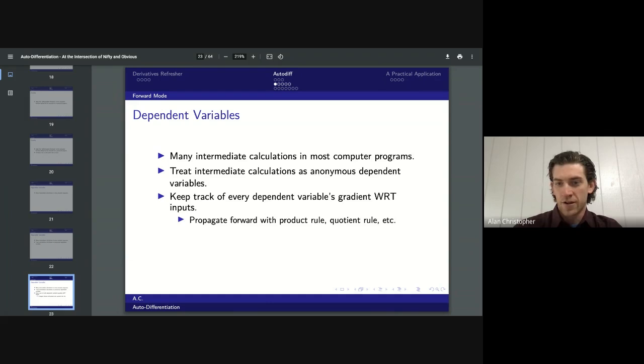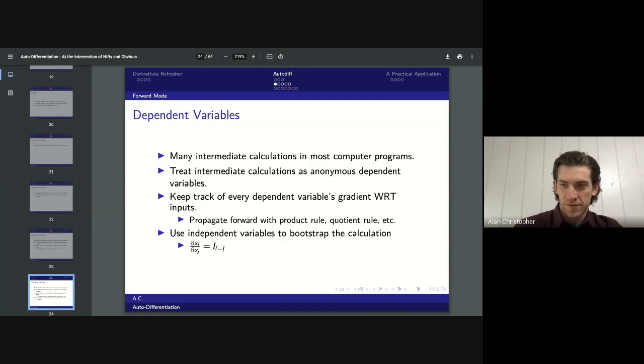And because we know about the product rule, the quotient rule, the linearity of derivatives, et cetera, we can propagate these forward without any real difficulty. The only problem we have left is to figure out what our initial gradients are to populate our function with. And for that, it's very easy because for two independent variables, x and y, dx/dx is 1, dy/dy is also 1, but dx/dy is 0 and dy/dx is 0.